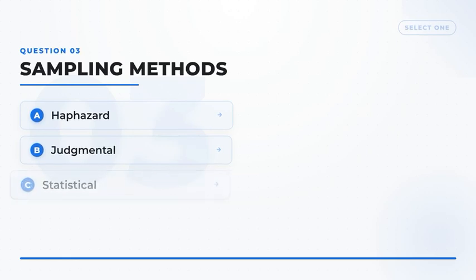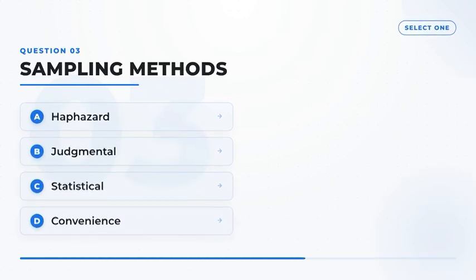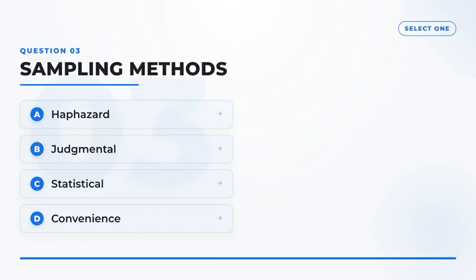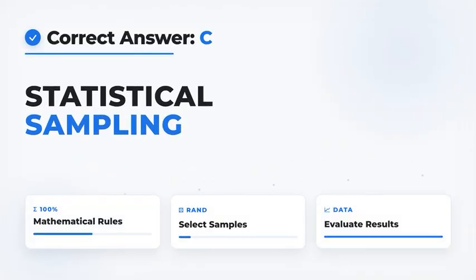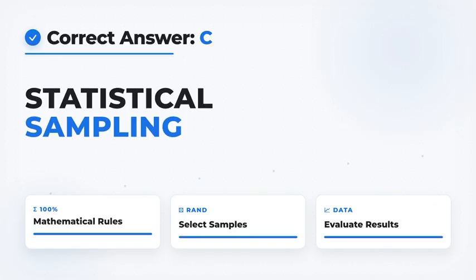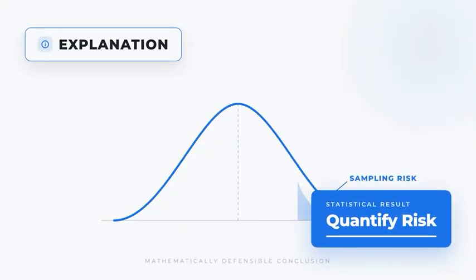Question 3. Which sampling method is most appropriate when an auditor wants to draw a conclusion about an entire population? A. Haphazard sampling. B. Judgmental sampling. C. Statistical sampling. D. Convenient sampling. The correct answer is C. Statistical sampling. This method uses mathematical rules to select samples and evaluate results. Statistical sampling allows the auditor to quantify the sampling risk and provide a mathematically defensible conclusion.